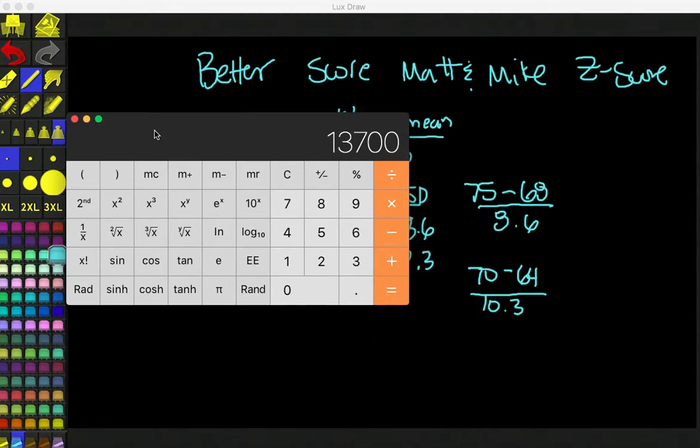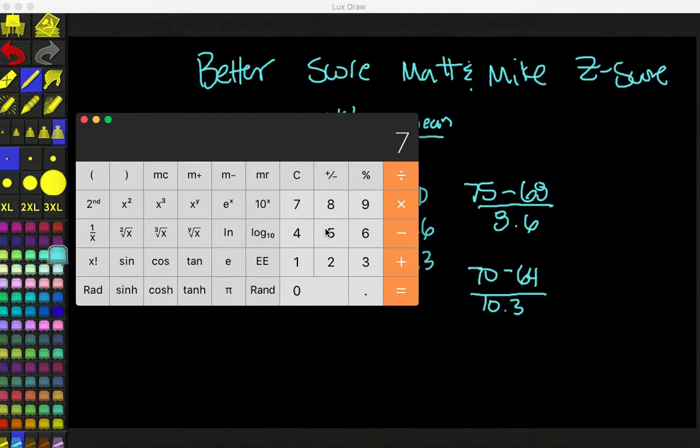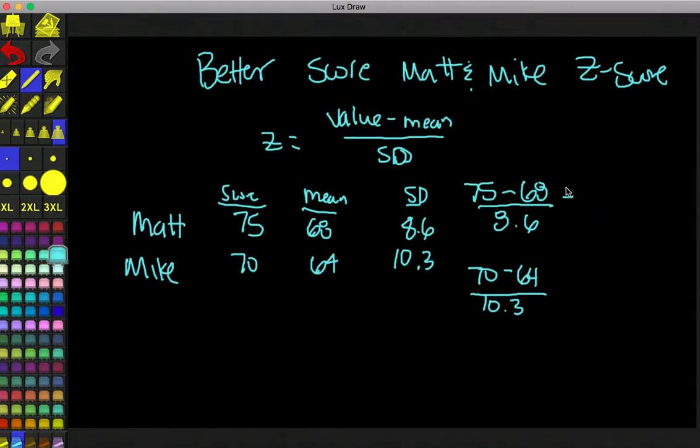Now I want to show you something kind of important on this. So I'm going to go 75 minus 68. Make sure you push equals before you divide by 8.6. Otherwise, only the 68 will be divided by 8.6. So I get 7 divided by 8.6. And that equals 0.8139. Okay. Then I'm going to do the same thing for Mike.